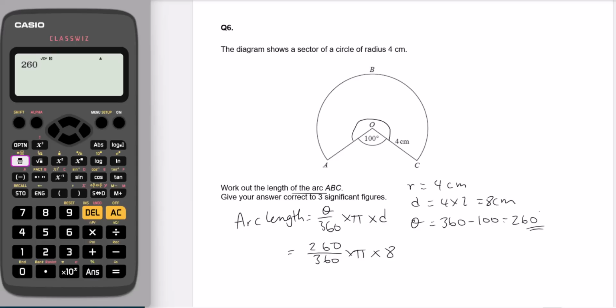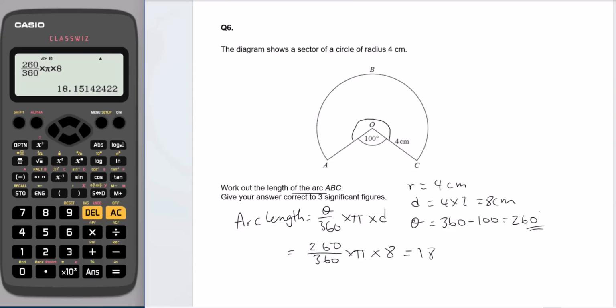260, press the fraction button, over 360, right arrow, times shift pi times 8, which is the diameter, equals. Press the SD button to change into decimal. So the answer is 18.1514. Let's stop here. And we need to round our answer to 3 significant figures.